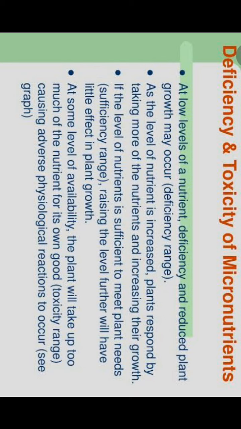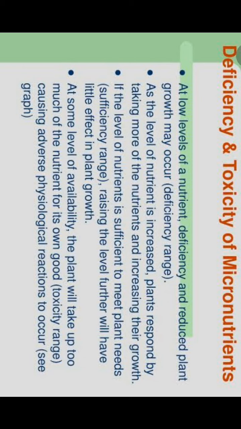So now let us see one more important point regarding this one. Toxicity of micronutrients varies from one plant to another plant. Okay, and at the same time varies from one element to another element. At low levels of nutrient, deficiency and reduced plant growth may occur in the deficiency range. So this deficiency range may vary from one to another.